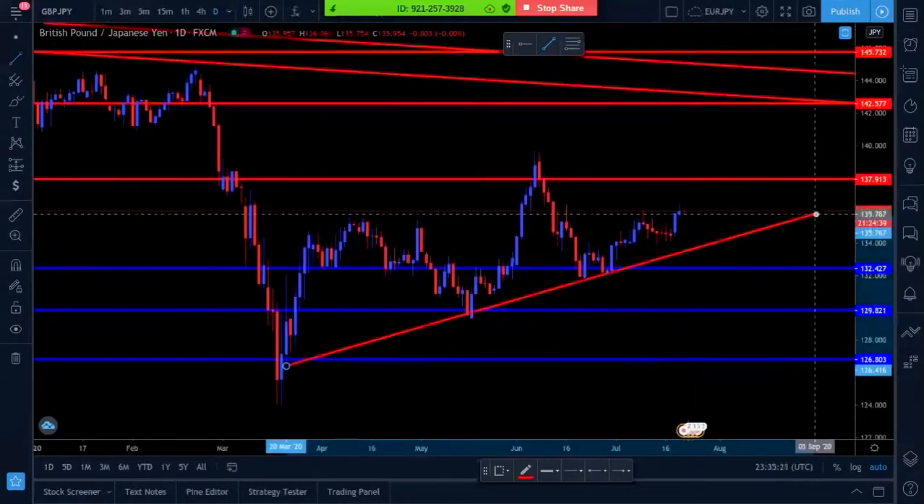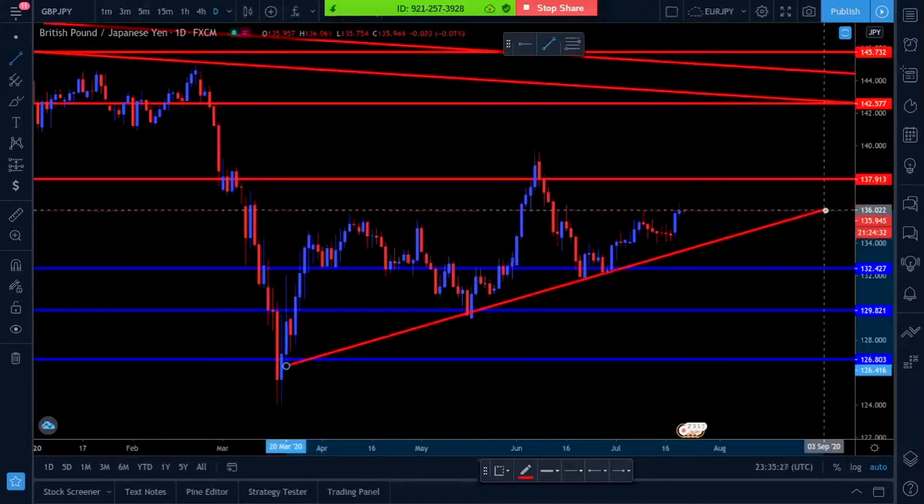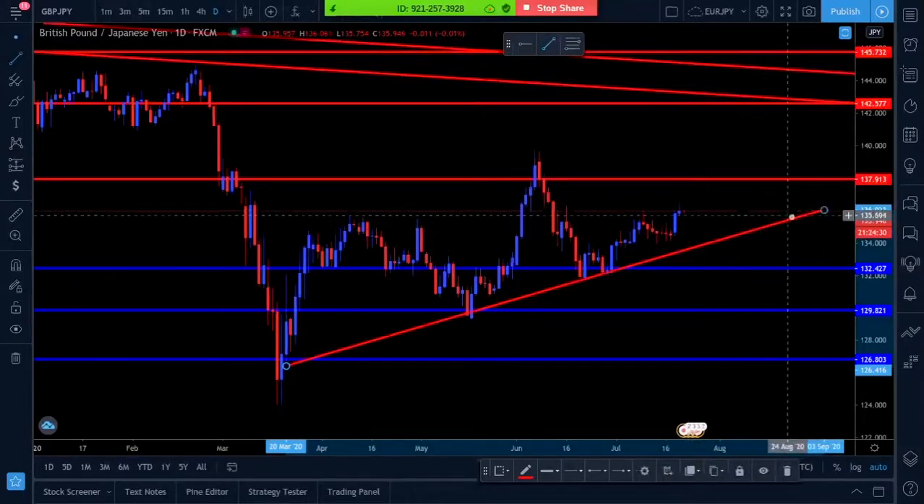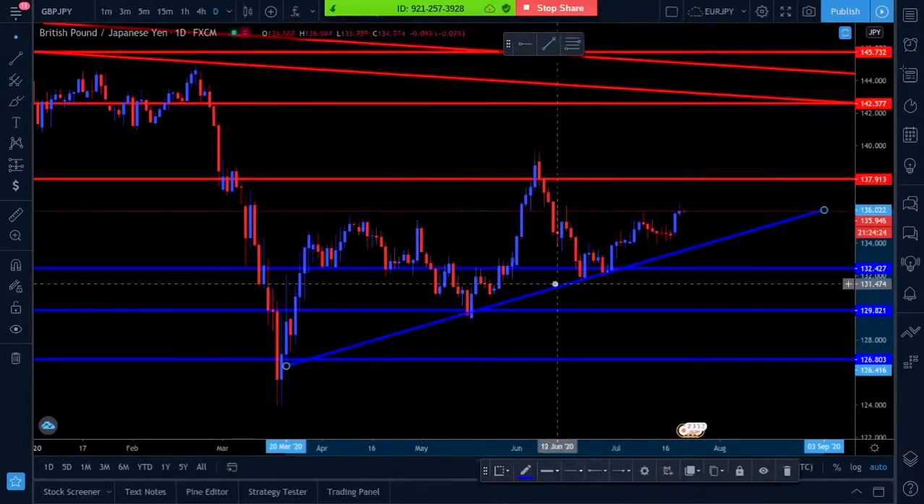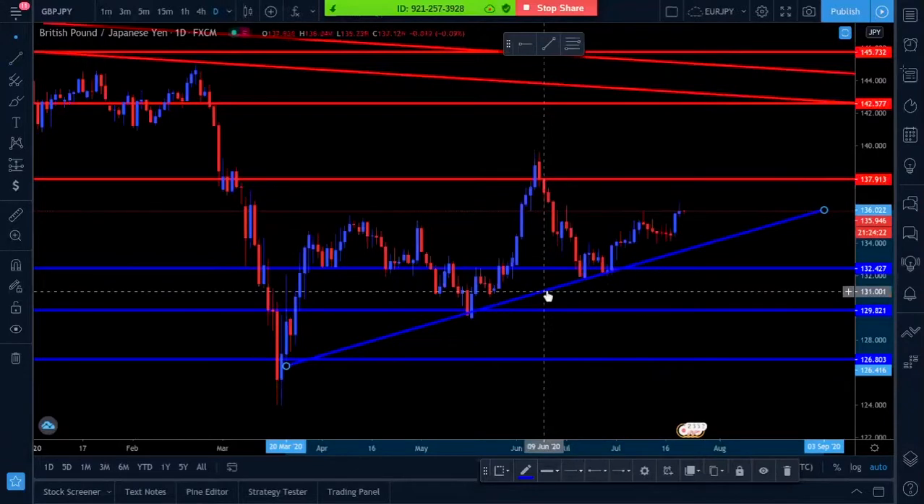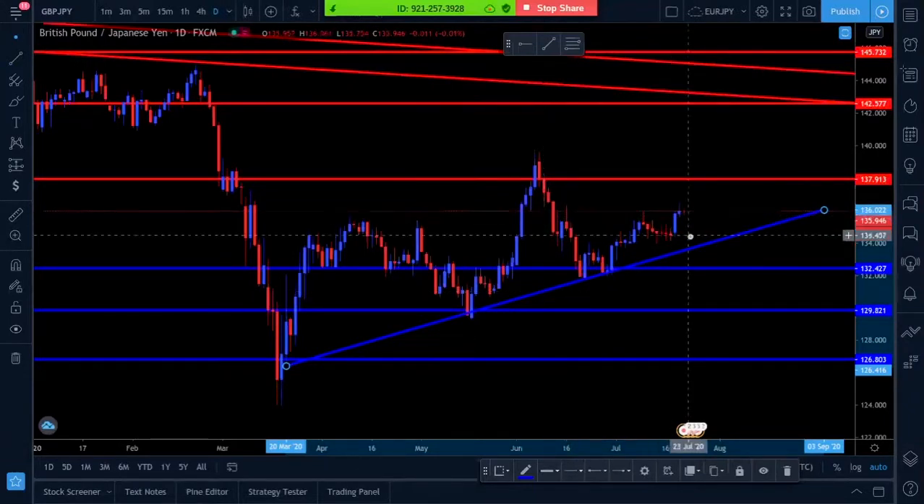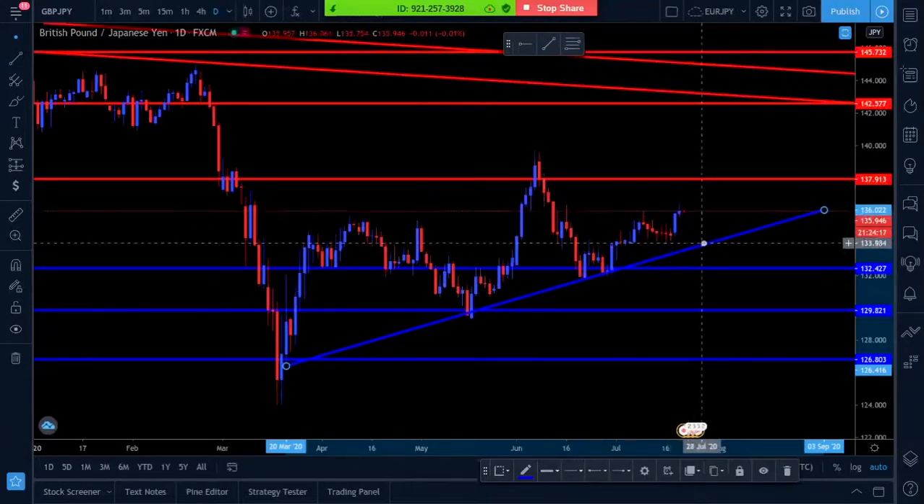And all I'm doing is stretching it out to the future, because technically price hasn't come up here yet. That's going to be a blue line for support and uptrend. So every time it comes and touches this uptrend, I am going to be looking for buys.